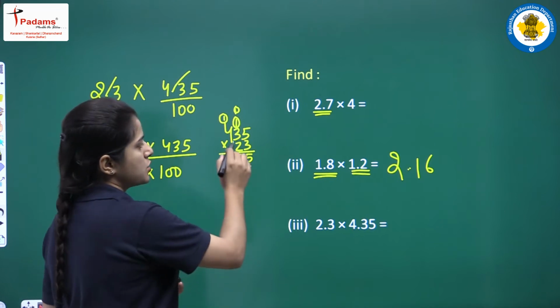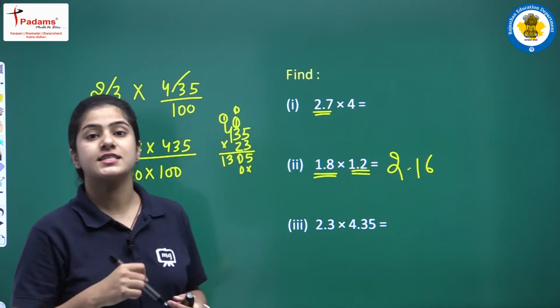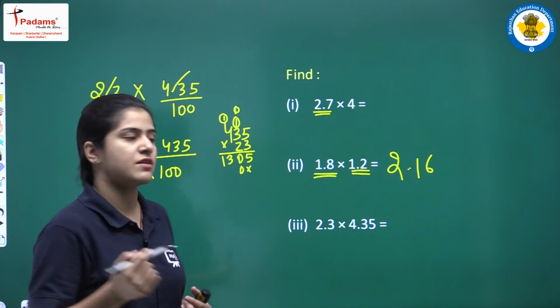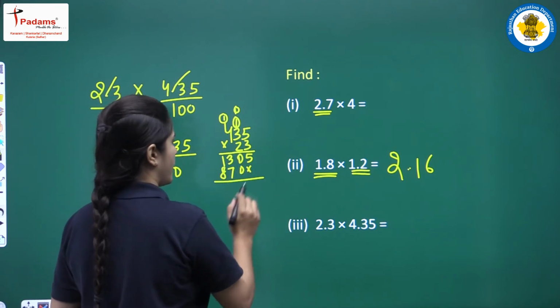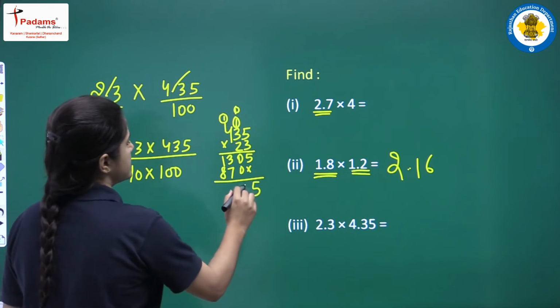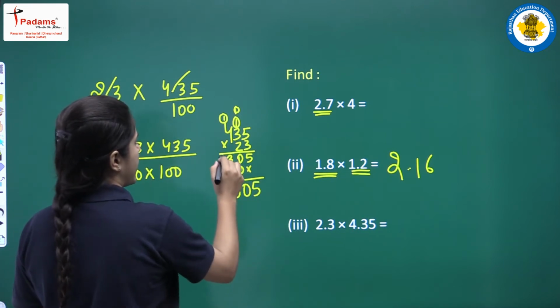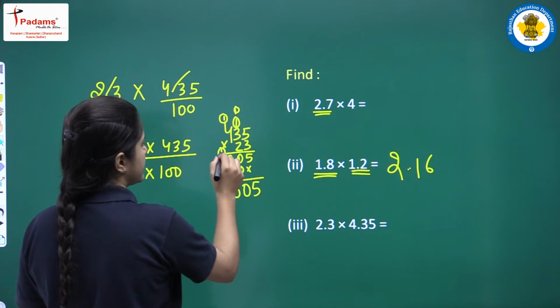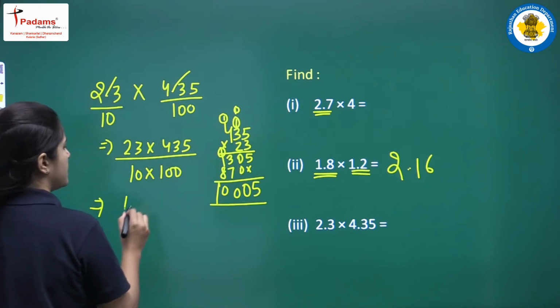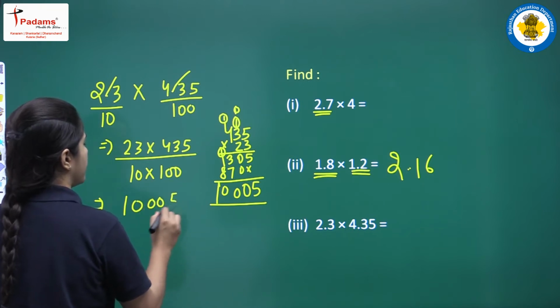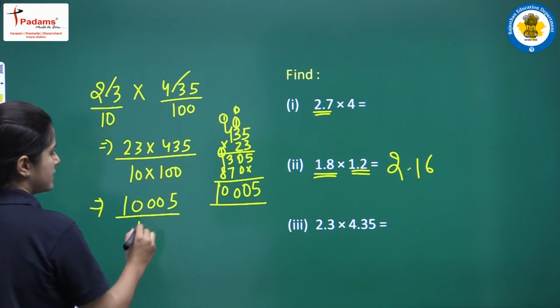2 into 3 is equal to 6. 6 plus 1 that is in the carry is 7. And then 4 into 2 is equal to 8. Alright, students. So, this is 5, 0, 0, 1 carry. This is 8, 9, 10. Alright, students. So, the answer of this will turn out to be 10,005 divided by 1000.